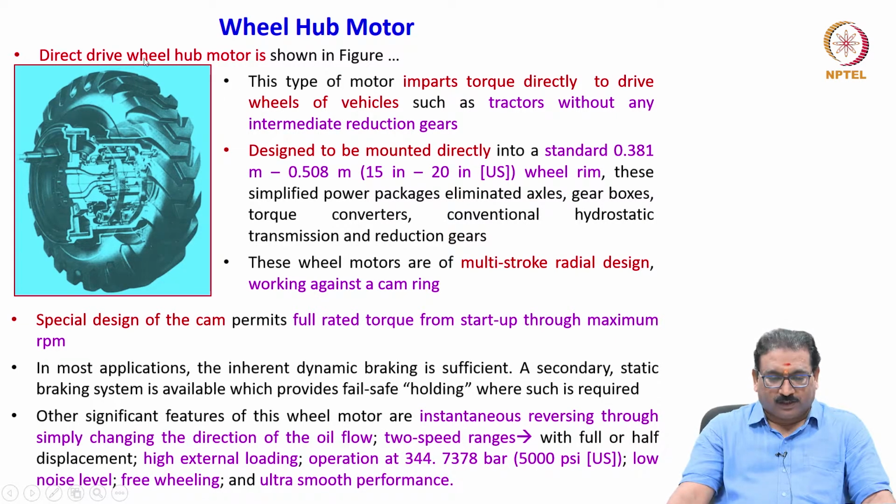Other significant features of the wheel hub motor are instantaneous reversing by simply changing the direction of oil flow, 2 speed ranges with full or half displacement, high external loading, operation at 344.73 bar, low noise level, freewheeling and ultra smooth operations are possible with wheel hub motors.